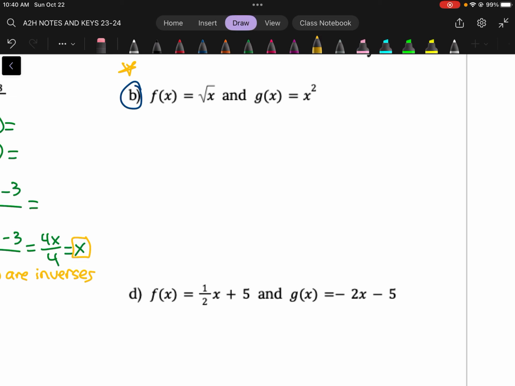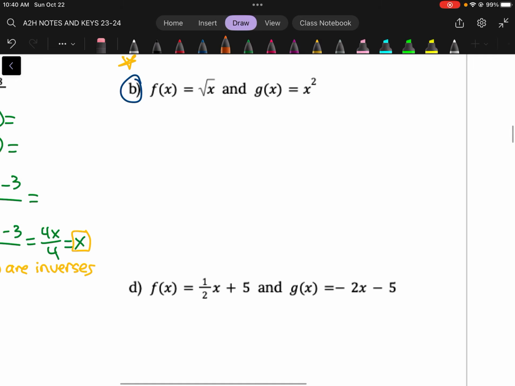You might be thinking to yourself, these sure look like inverses, right? The square root of x and x squared are inverse operations. However, we've got to be super careful about how we go about the compositions. So let's start with f of g of x. I put g of x inside, I have x squared. Now, I want to think to myself, I'm taking the square root of x squared, right?